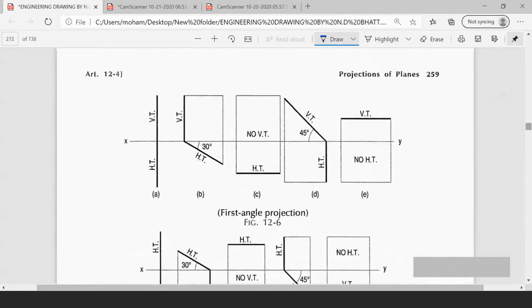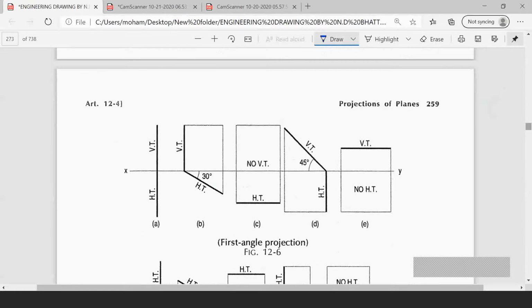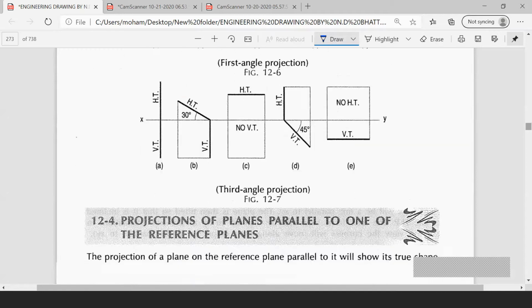You know that the traces are the same like this. If it is perpendicular to both the planes, these lines are known as the traces. If it is inclined, this projection line is known as a trace. Understand? This one will be the trace. If it is horizontal, there will be no traces. Understand? Here there are no traces. When you do the problems, you can understand.